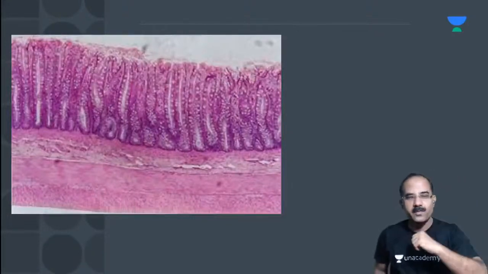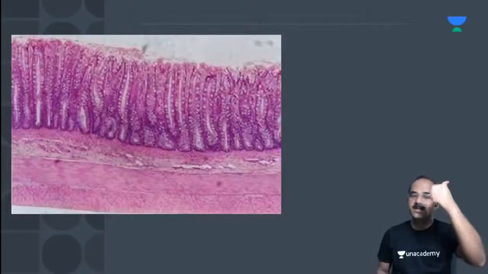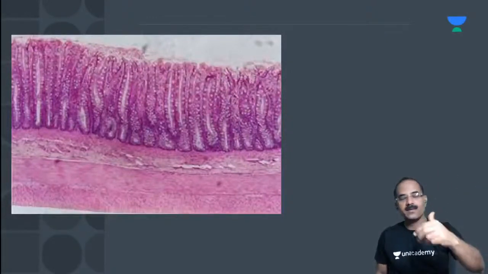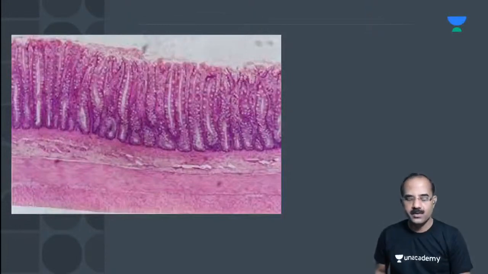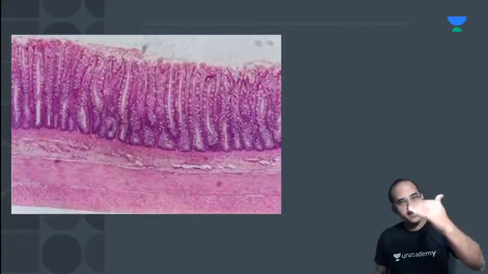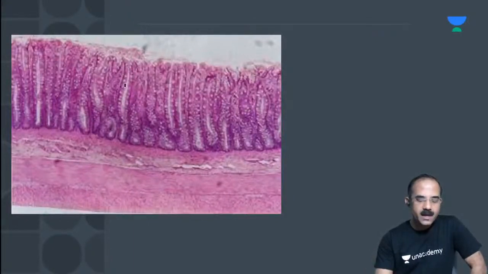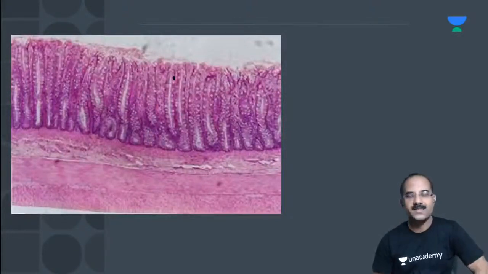Mucosa is made up of three parts. One is the lining epithelium, second is the lamina propria, and the third one is the muscularis mucosa. Now, what are these empty spaces that you're looking at? These are the goblet cells.